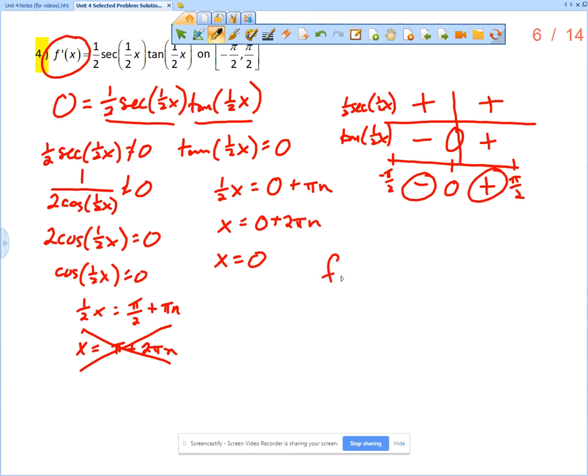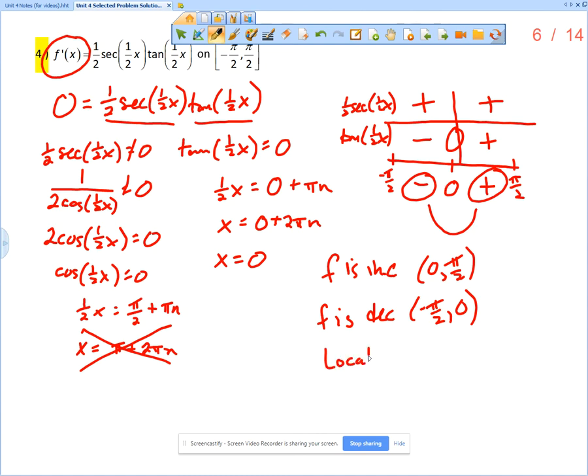That means that f is increasing on the interval 0 to pi over 2. f is decreasing on the interval negative pi over 2 to 0. So if we think about what's going on at 0, the derivative changes from negative to positive. So there would be a local minimum. So there's a local minimum at x equals 0.